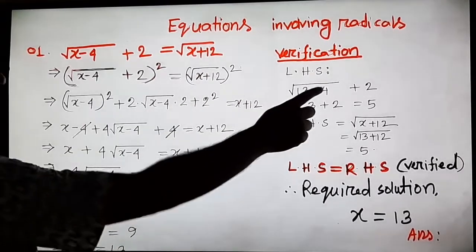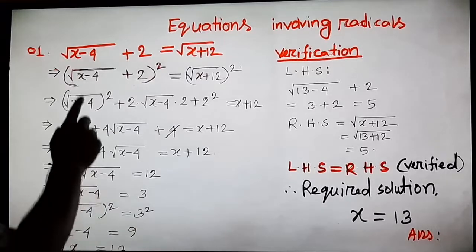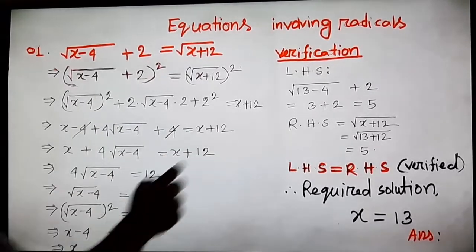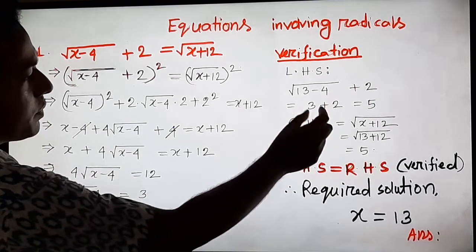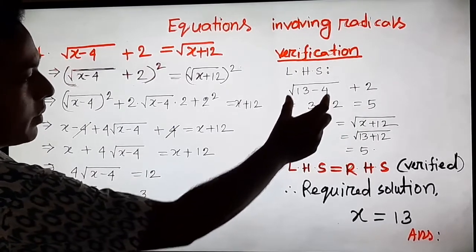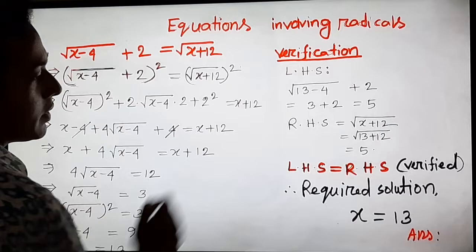On the left hand side, x is equal to 13. 13 minus 4 is root over 9. Root over 9 is equal to 3. 3 plus 2 is equal to 5.